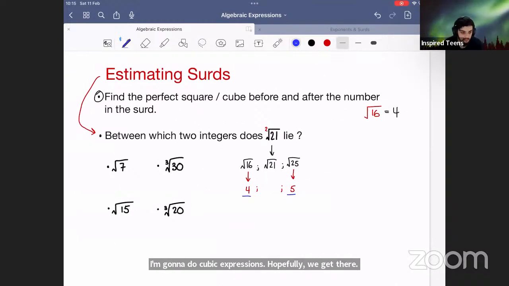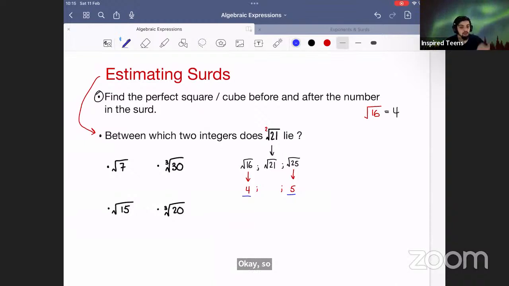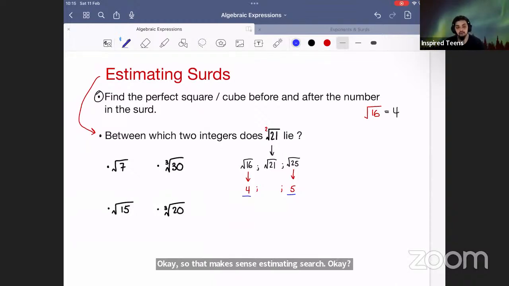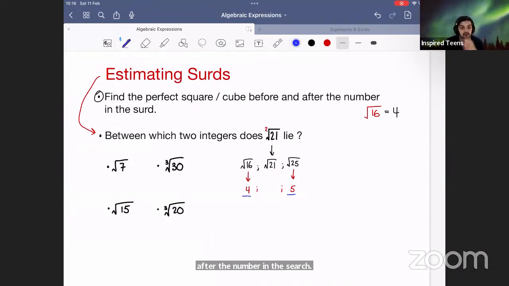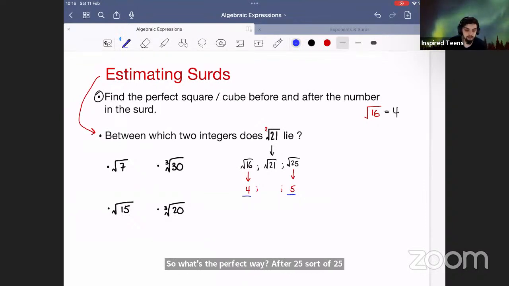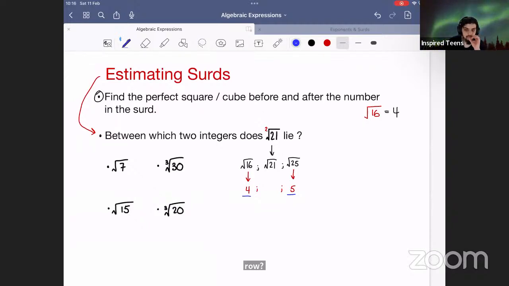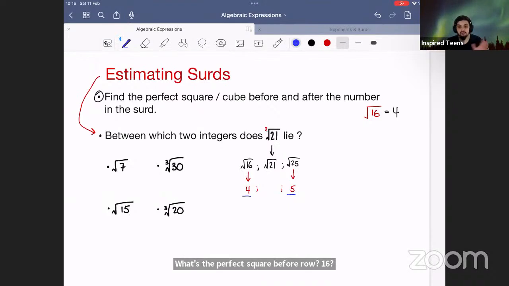Estimating surds. Between which two integers does root 21 lie? What you need to do is simple. You need to find the perfect square or cube before and after the number in the surd. So in this case, our number in our surd is 21. What's the perfect square after? 25. So root 25. What's the perfect square before? Root 16. Okay, and then we get 4 and 5. So between 4 and 5 is the square root. Between which two integers does root 21 lie?